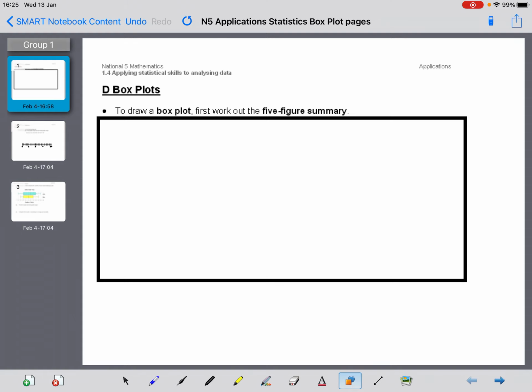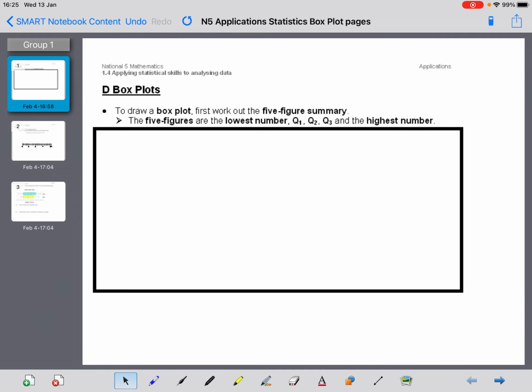So what it says here is, to draw a box plot, first you must work out the 5-figure summary. Now, you might not have heard of that yet, it's nothing too exciting. The 5-figure summary is made up from 5 things: the lowest number in the list and the highest number in the list, and the 3 quartiles, the lower quartile, the median, and your upper quartile. So it's got 5 things in it.